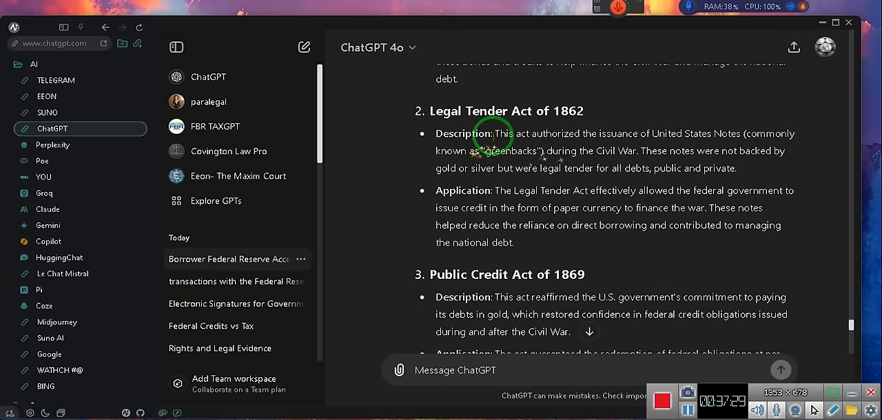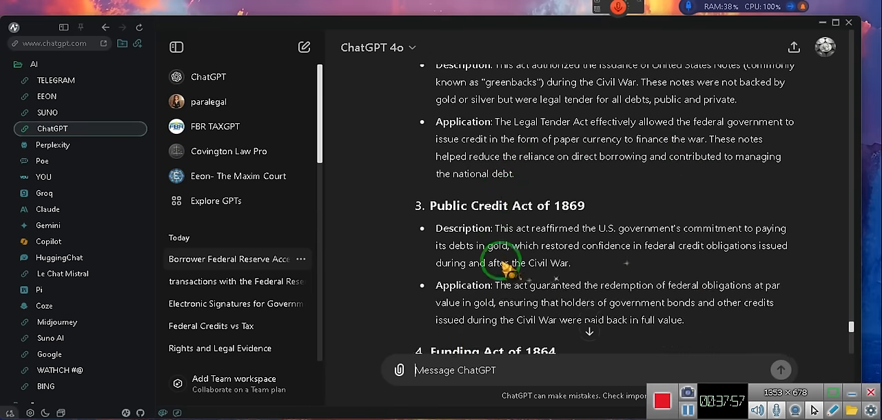Description: this act authorized the issuance of United States notes, commonly known as greenbacks. That was, pay attention, Lincoln, during the Civil War. These notes were not backed by gold or silver, but were legal tender for all debts, both public and private. Yes, that's what led to that junk we got now. Application: legal tender effectively allowed the federal government to issue credit in the form of paper currency to finance the war. These notes helped to reduce the reliance on direct borrowing and contributed to the managing of the national debt.